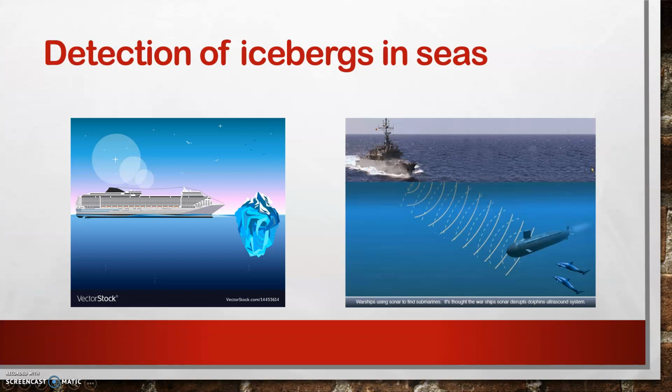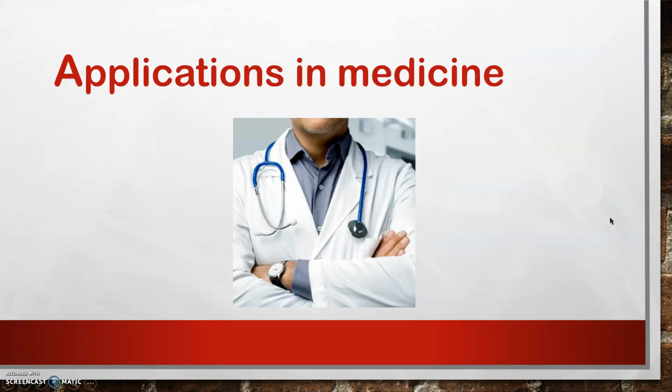Now, using the same technique, ships can find out icebergs so that they can avoid any collision with them, and ships can find out whether submarines are present or not. All these types of information can be understood and analyzed with the help of ultrasonics and the sonar technique.